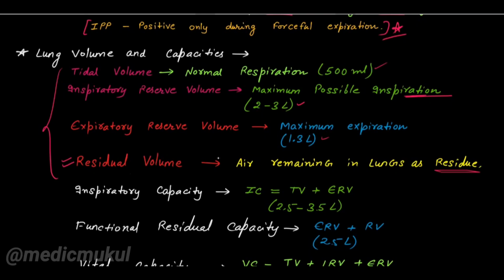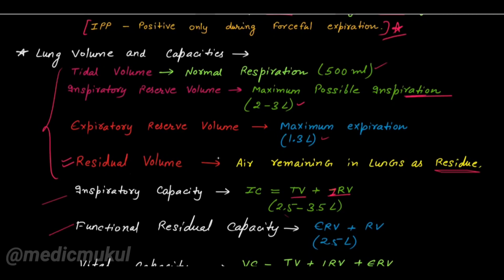Then there is capacity. Capacity, when we combine two or more than two volumes, then we make it capacity. So inspiratory capacity is the total capacity by which we can inspire the air. That is tidal volume plus inspiratory reserve volume. So you can see here the 2 to 3 liters, plus 500, so this is 2.5 to 3.5 liter.